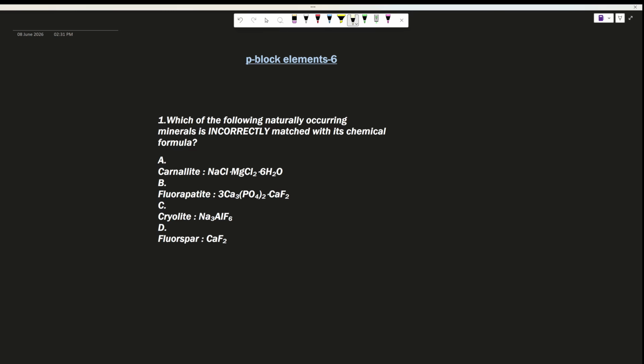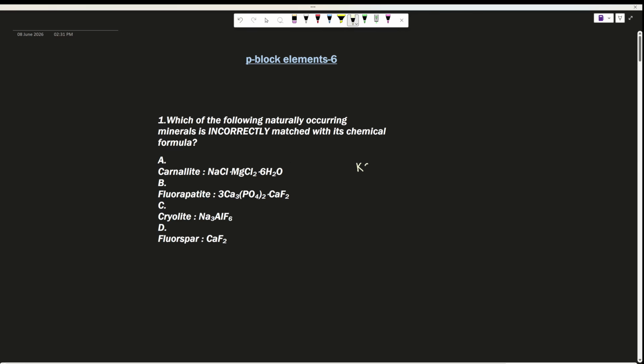First one, which of the following naturally occurring minerals is incorrectly matched with its chemical formula? So here some names are given. First one, carnallite. So it is given NaCl.MgCl2.6H2O. Actually this itself is incorrect. This has to be KCl. So the actual formula is KCl.MgCl2.6H2O. This is the right one. That means this is incorrectly matched.